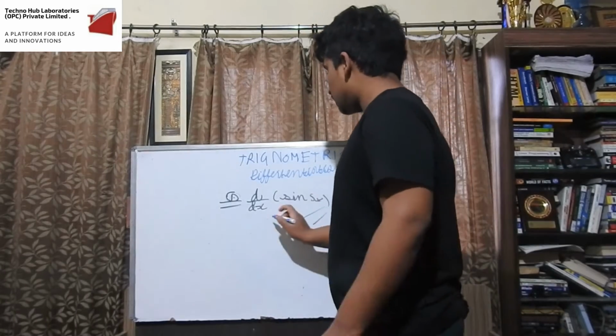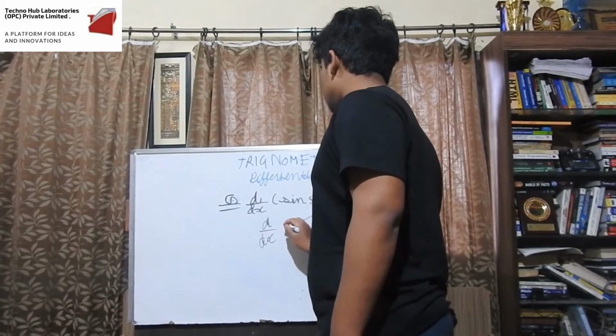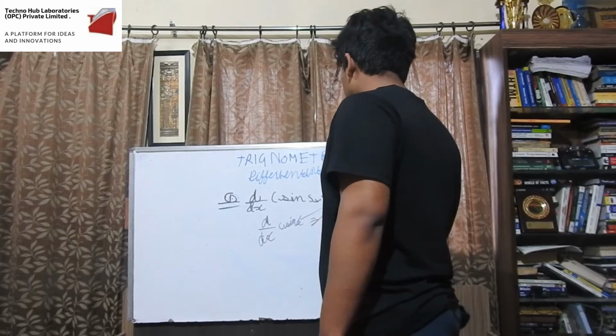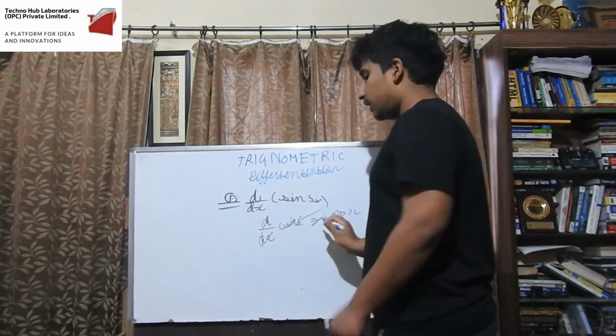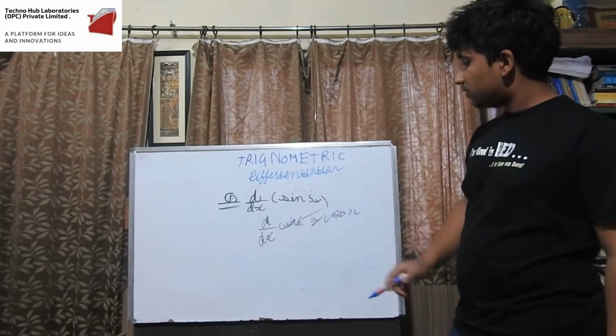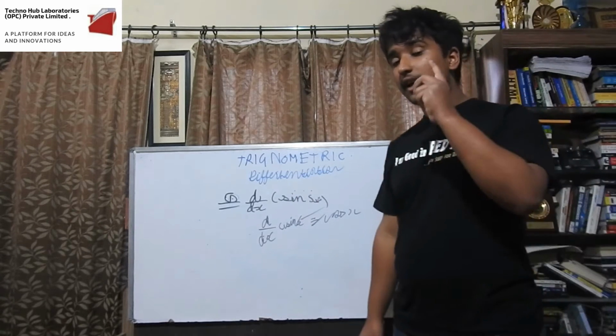So you know the d by dx of, first let's see the d by dx of sine x. The derivative of sine x is cos x. We have already learned that. So now we know the derivative of sin x is cos x. Now we need to find the derivative of this 5x. How we'll write the answer, that also I'll tell you.